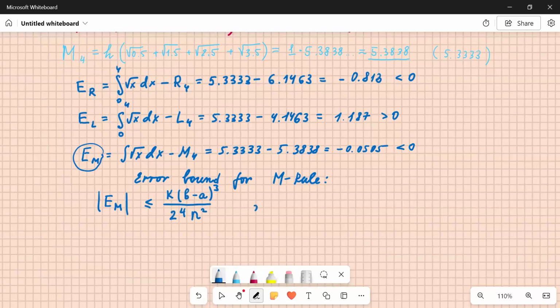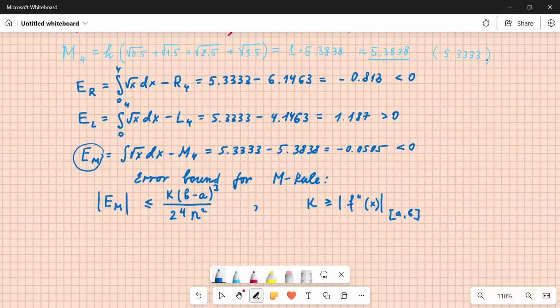What is K over here, guys? K is going to be a number which is greater than the absolute value of the second derivative of my function on the interval from a to b. So take your function, calculate the second derivative, take the absolute value, find the maximum of that absolute value, and then choose any number which is greater than it, and that's going to produce the number K.